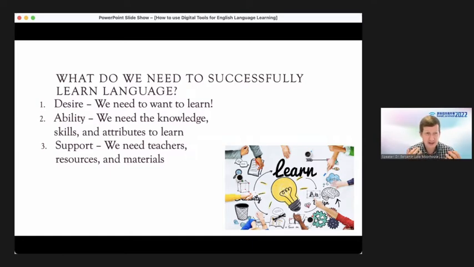okay? So we need the motivation to learn or the desire. We need the ability, okay? So we need to know how to learn, and we need the support. So we need someone to help us to learn or something to help us to learn, okay? So let's look a little bit more at the support that we need.